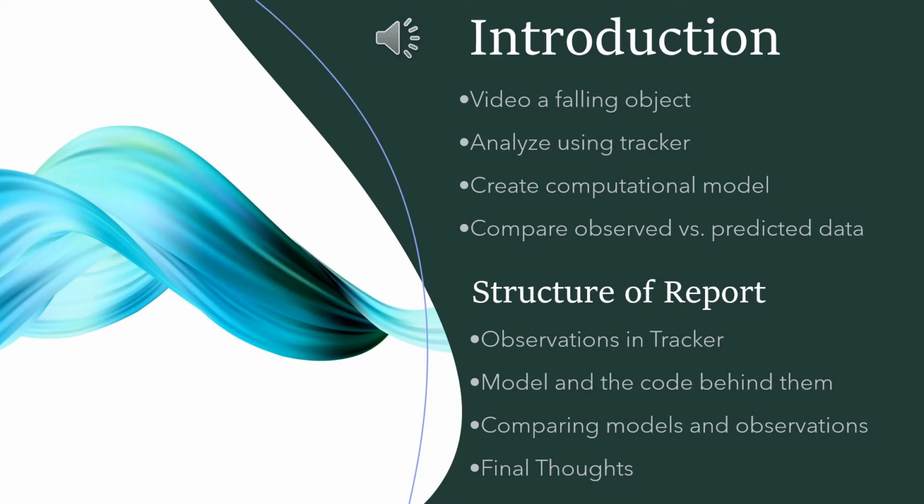The structure of the rest of this lab report is going to go like this. Next, I will talk about my observations in Tracker, and then the process of creating my models and the code behind them. From there, I will compare my models and my observations, and then lastly, some final thoughts and conclusions.